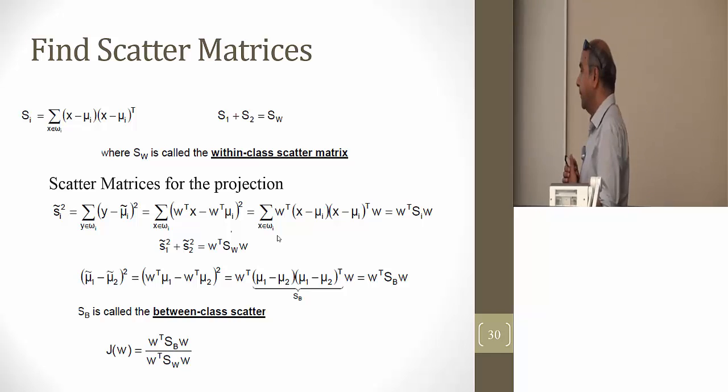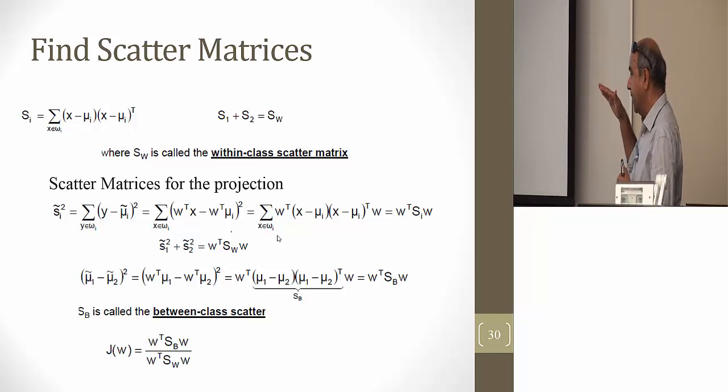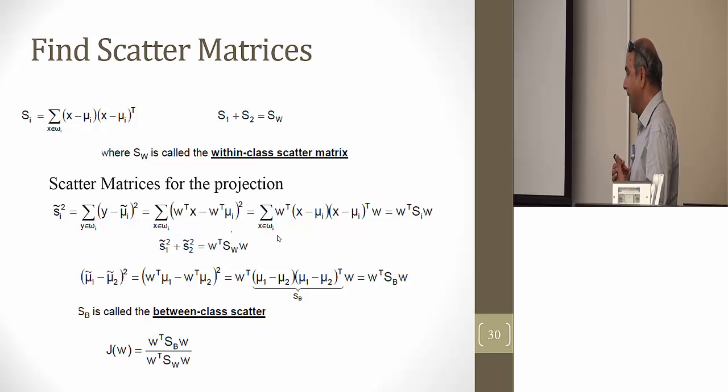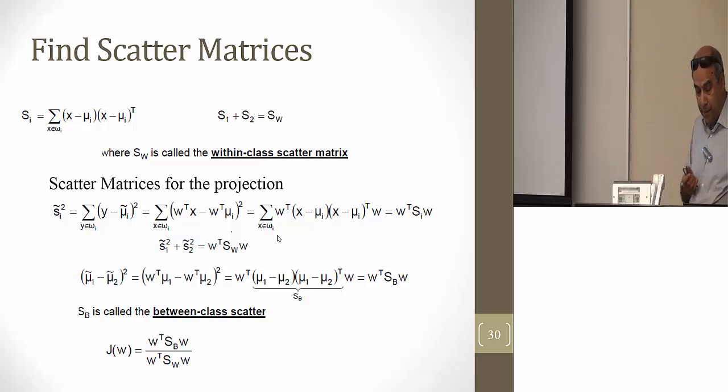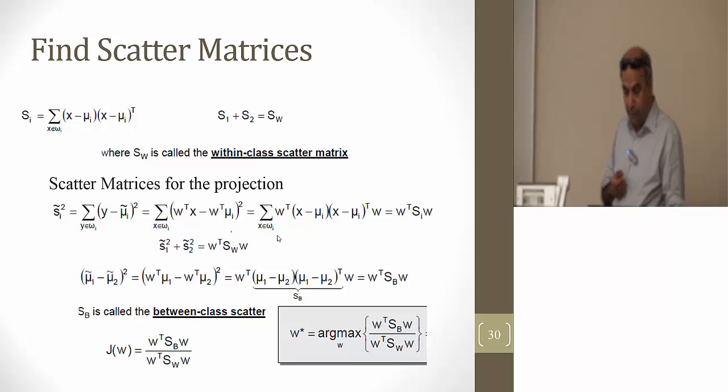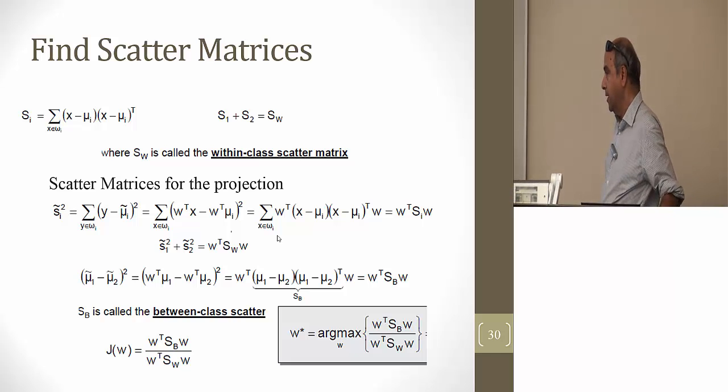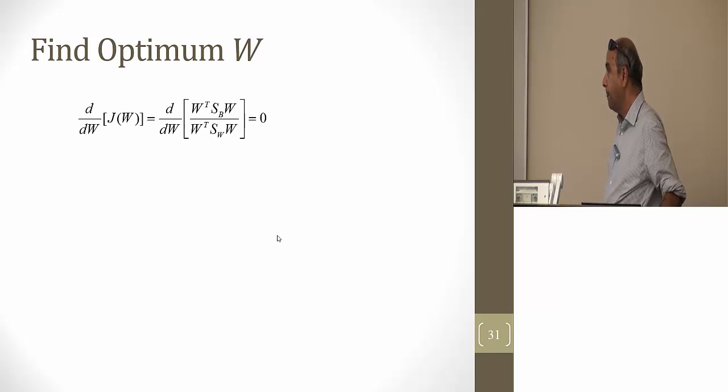So we have this J, W transpose SB W over W transpose SW W. We want to maximize the between class scatter, and we want to minimize the within class scatter. We want to come up with W so that all the examples within a class are very close, not much spread out. But we want to spread out the classes, the examples from which are different. So that is good, and we want to find W such that this thing is maximized.